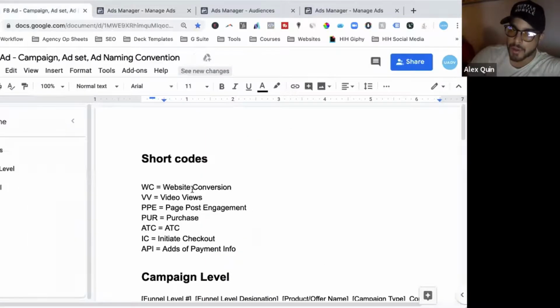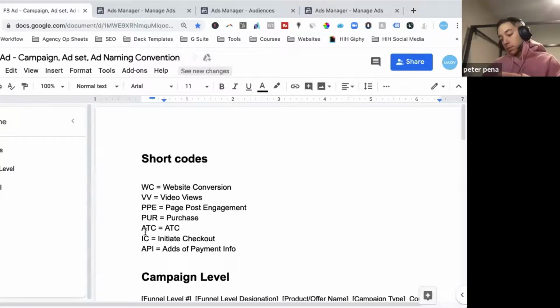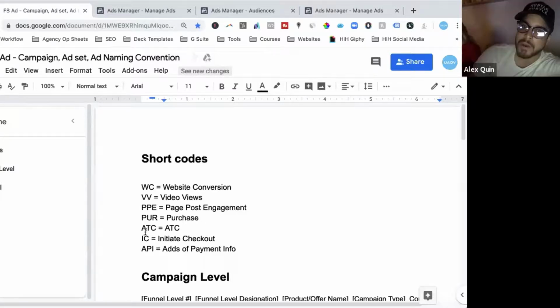We're going to share these with you as well. So these short codes that you see here are going to go into that. For example, WC is website conversion, VV is video views, PPE, PUR, ATC. Add to cart is if somebody added to cart on your website but didn't purchase. IC is initiate checkout. That's them taking the next step, going as far as including maybe even their phone number and email. Hopefully you have a capture form on your website that captures their phone numbers and puts them into an email list or a phone number list, where you could retarget them for abandoned carts, or send them a mass blast whenever you're having promotions.